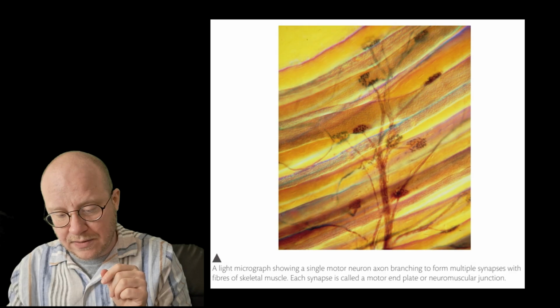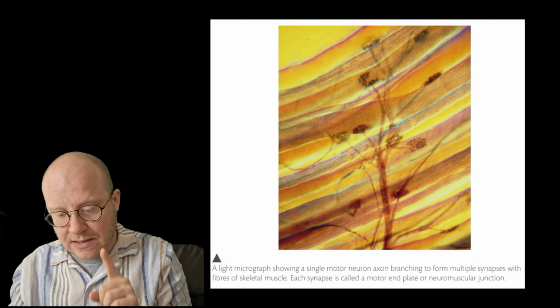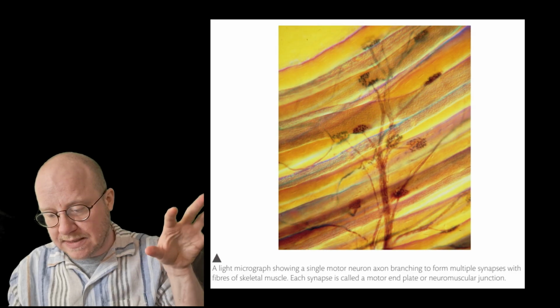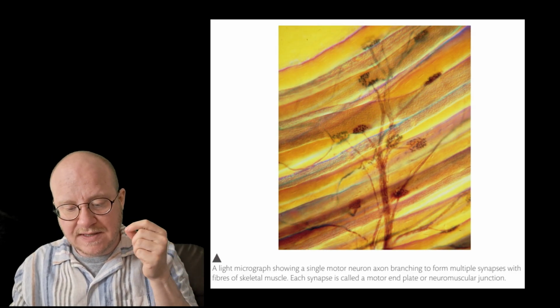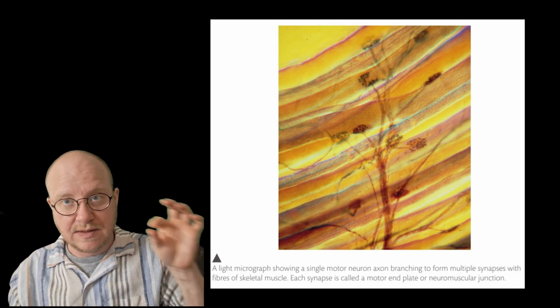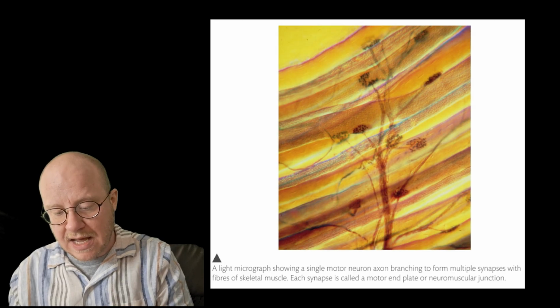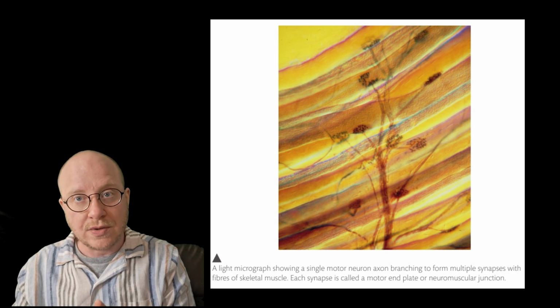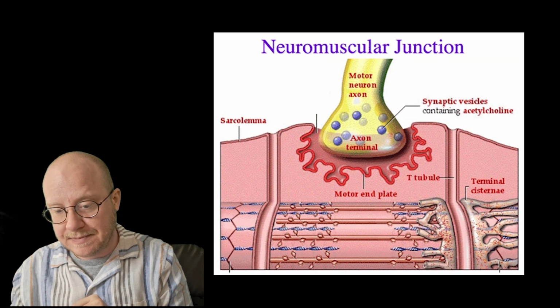Here's a light micrograph showing a single motor neuron axon branching to form multiple synapses with fibers of skeletal muscle. So these lines, these are the muscles. Okay, the fibers of the muscles. Each synapse is called a motor end plate, or you can also call it a neuromuscular junction.